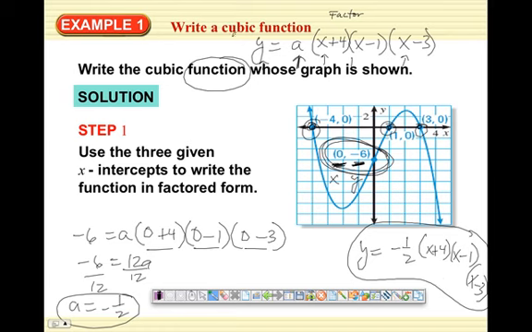So the only thing to do for an example like this is plug in your zeros, which make factors, and then plug in your x and y value that help you find your a value. That's the goal. Get your a. Plug it in with your factors and you're done. A lot of people will multiply these. Please don't. Just leave it the way it is. It's fine. So that's example number 1.